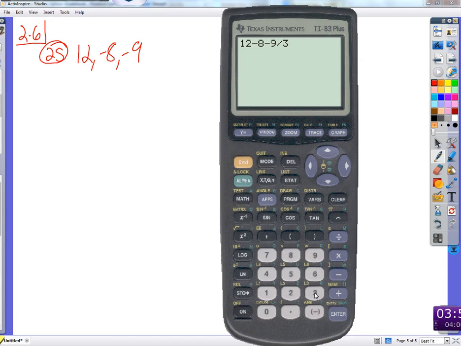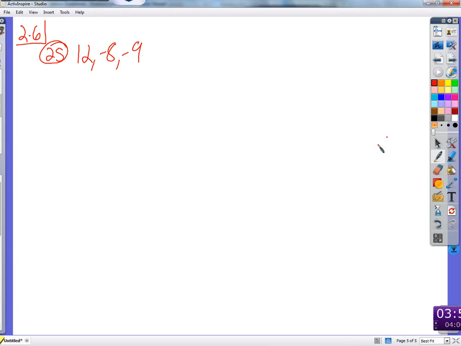Okay, so let me just clarify. I'm on the same page as you. Am I doing 12 plus negative 8 plus negative 9? No, you're doing 12 minus 8 minus 9. Is that different? I'm not sure. Okay. Let's look at a number line. We say this is 0, 2, 3, 4, 5, 6, 7, 8, 9, 10, 11, 12. All right, what does it look like?